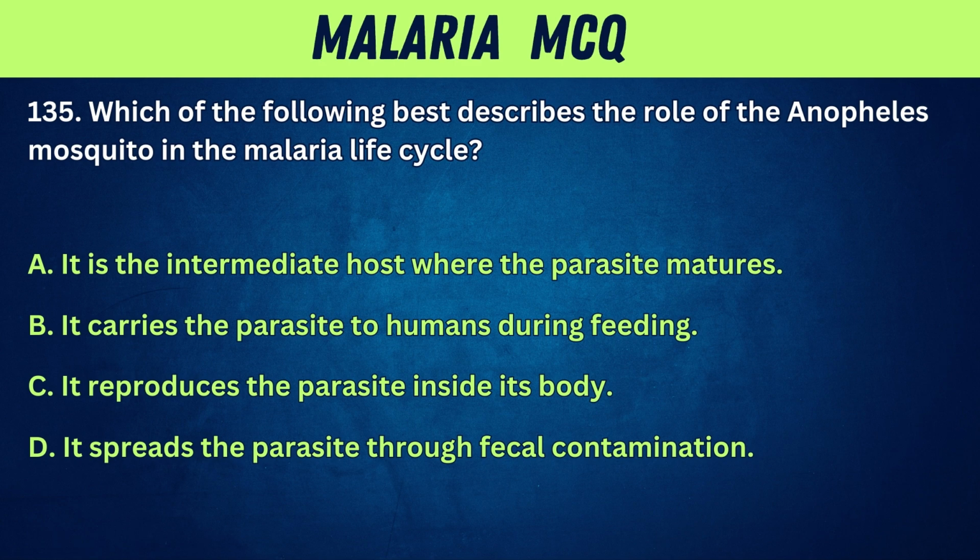135. Which of the following best describes the role of the Anopheles mosquito in the malaria life cycle? A. It is the intermediate host where the parasite matures. B. It carries the parasite to humans during feeding. C. It reproduces the parasite inside its body. D. It spreads the parasite through fecal contamination.